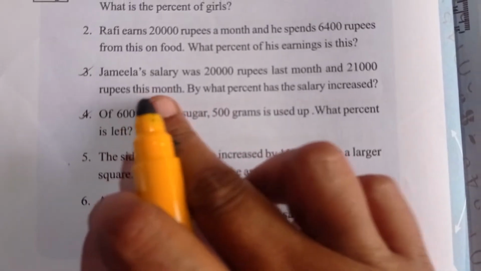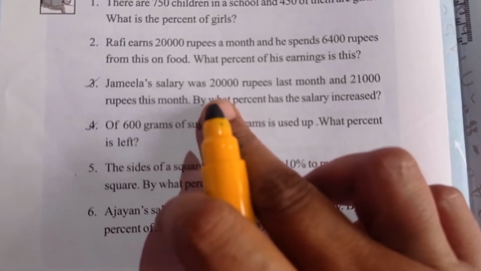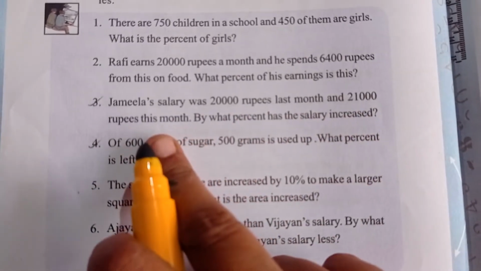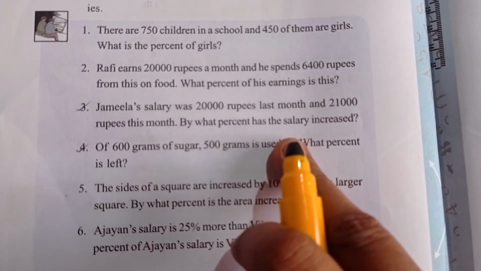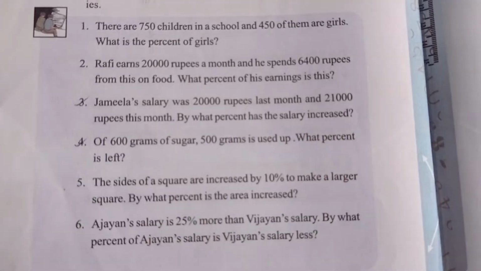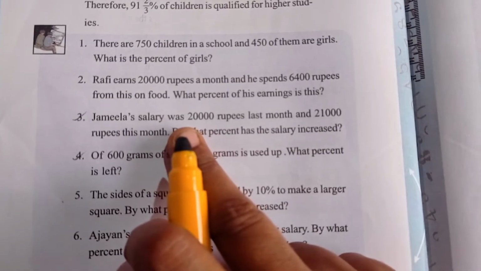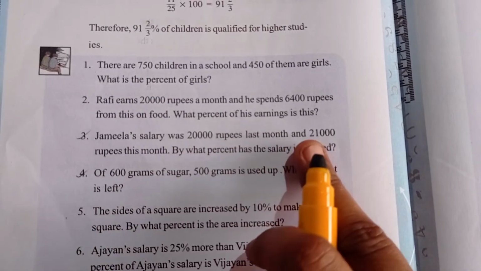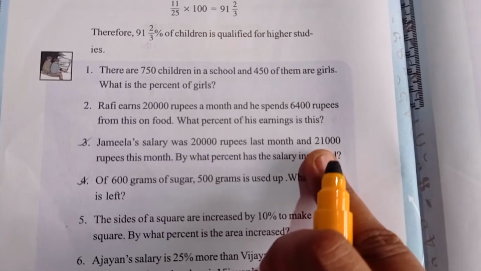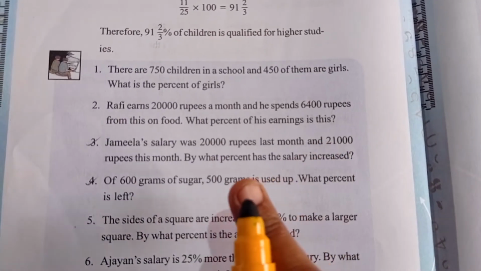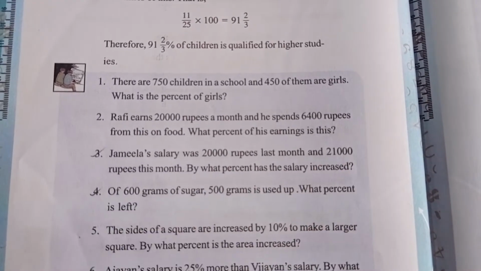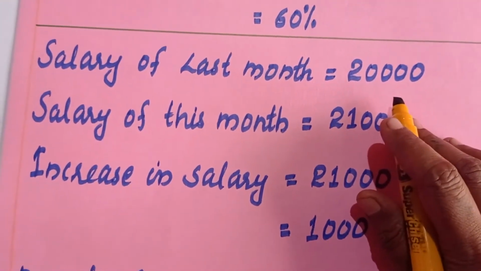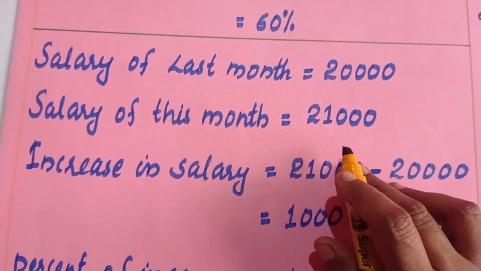Third question. Jamila's salary was 20,000 rupees last month and 21,000 rupees this month. By what percent has the salary increased? Here, Jamila's salary was 20,000 rupees last month. This month the salary has increased to 21,000. Then find out the percent of increased salary. Salary of last month 20,000. Salary of this month 21,000.